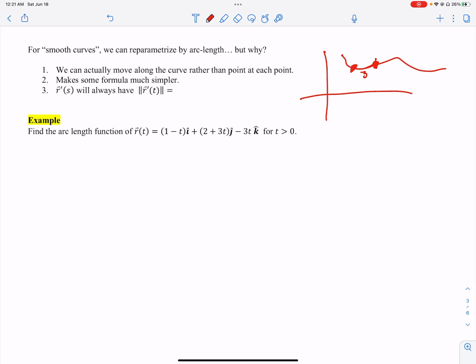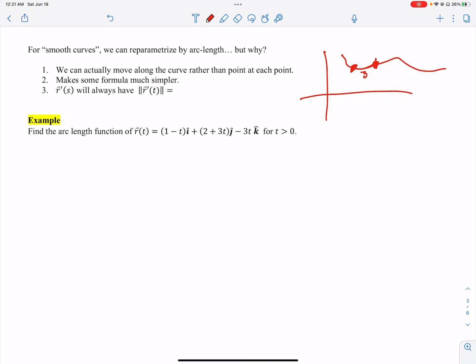If I can give you an arc length, hey, I want to know 5 units from this point to this point, I can actually give you that second point on where 5 units would be, or 3 units, however we want to think about it. Sometimes changing to arc length will make the formula simpler. That's always ideal in mathematics.